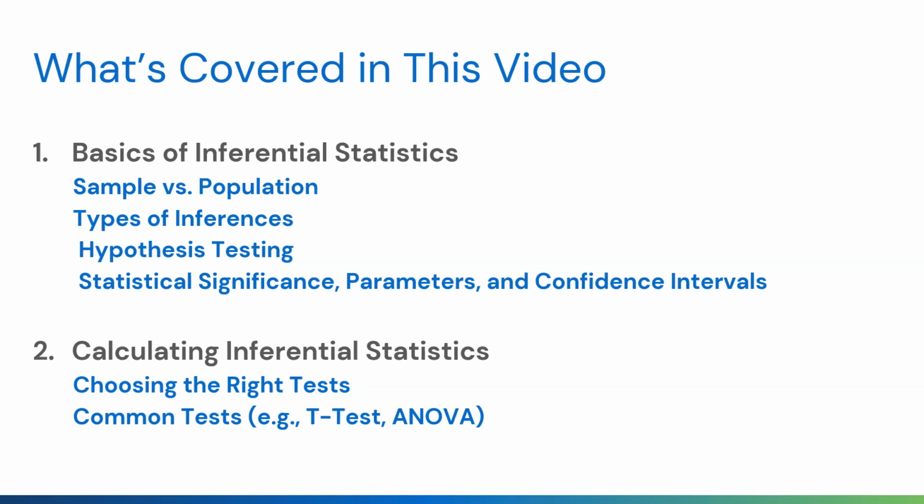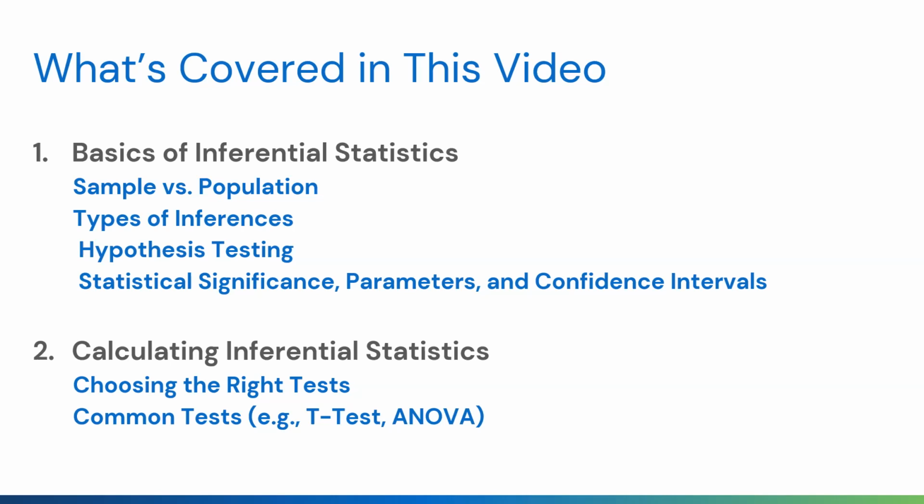What we're going to cover today are the basics of inferential statistics. So we're going to talk about what it means to estimate using a sample versus the total population. So what does that look like? The types of inferences we can make, hypothesis testing, and then we're going to talk about statistical significance, parameters, and confidence intervals. What are those things? So a lot of fancy words we're using.